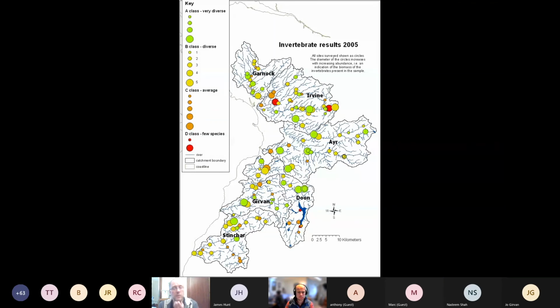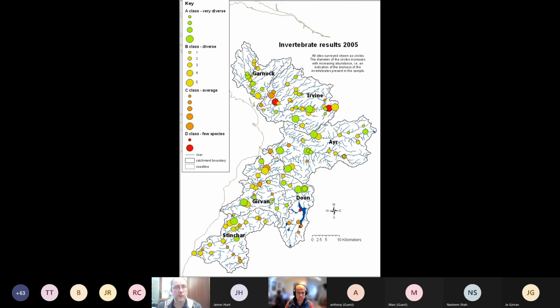Bringing it a bit closer to home, Brian Shaw, when he was in Ayrshire, made widespread use of this system to give a brief overview of what was happening in the catchments in Ayrshire. And this is just done as part of their electrofishing. They did the 3-minute kick sample and evaluated on the bank side. And these are the results that he got.